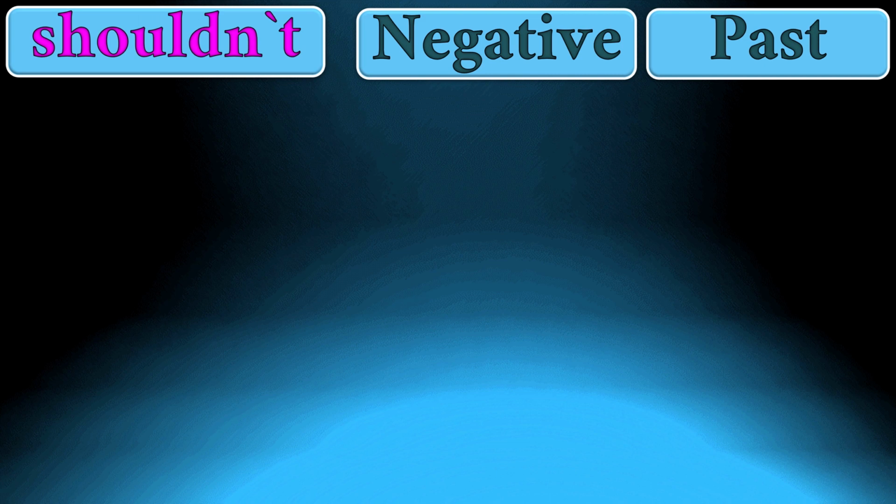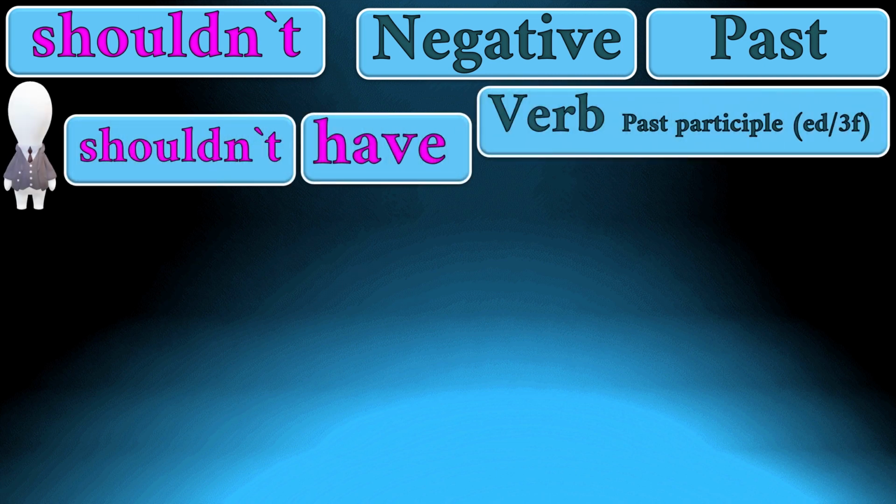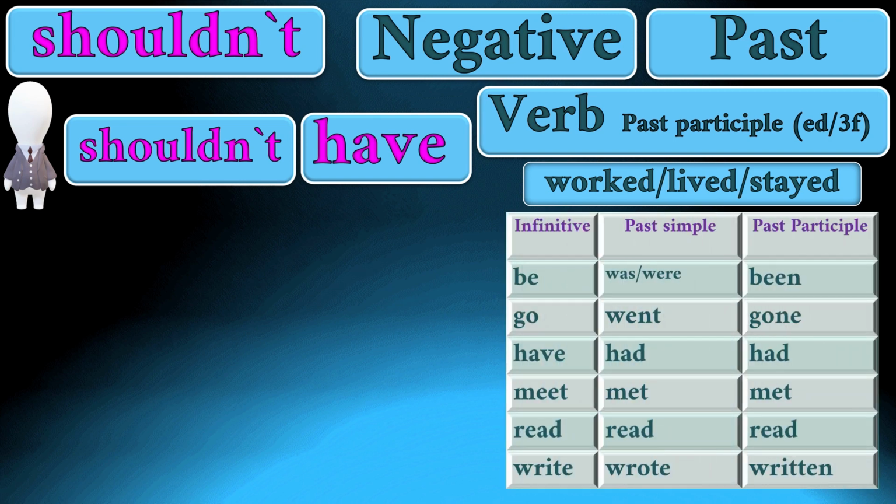When we complete a negative sentence, to express past sorrows and regrets, we start with a subject, then shouldn't, have, and past participle. A verb with ed if it's regular, and third column of irregular verbs.